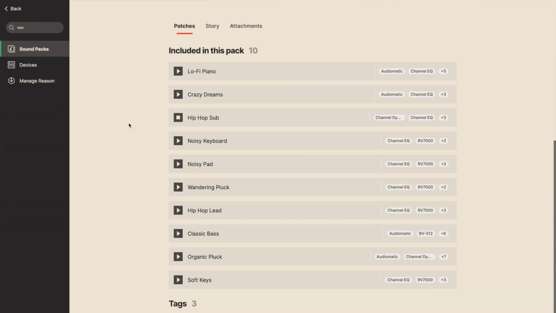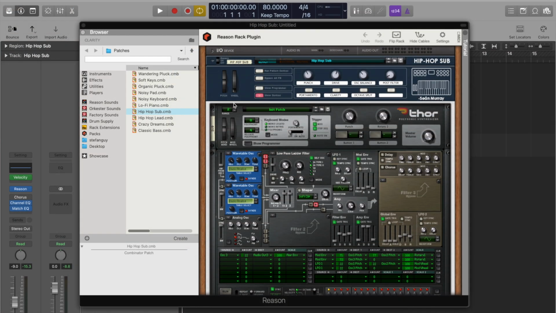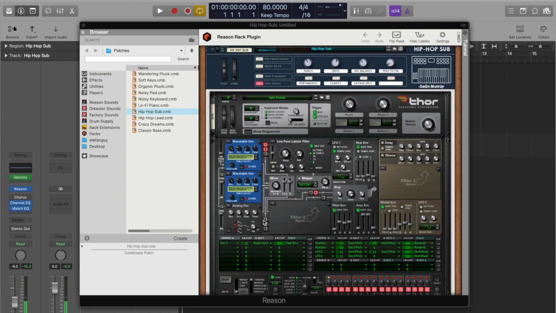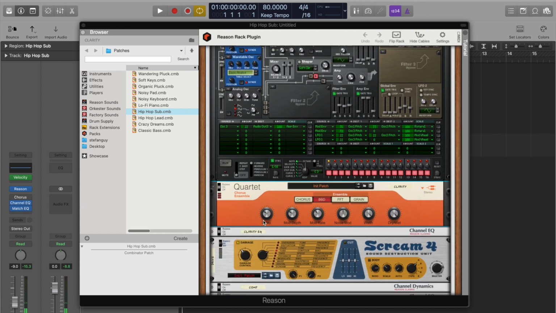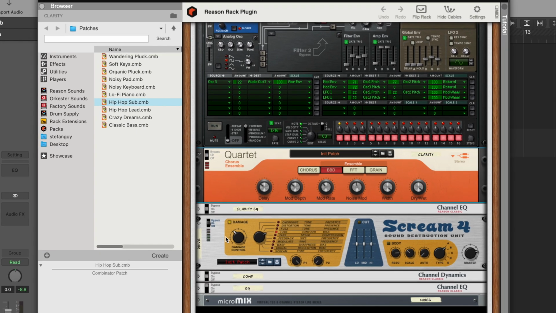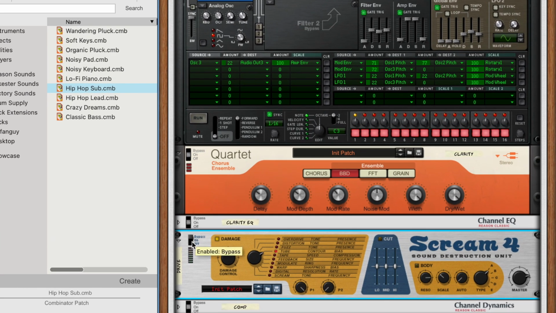Let's add one more sound. This patch uses the Thor synthesizer and again is built using sine waves, giving us that round sound. Or should I say roundish sound? This sound has a grit to it that you can hear at the higher end. But this doesn't come from the oscillators, there's no triangle or sawtooth wave here. It comes from the scream distortion unit. Distortion not only gives sounds character, but it can also be used to help make lower end sounds like basses more audible on smaller speakers.